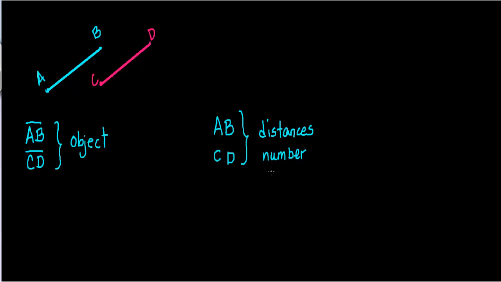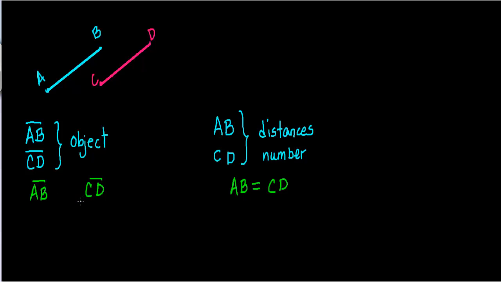Okay, so numbers I can equal to other numbers. So I can say that AB is equal to CD, and what this means is that the distance between AB is the same as the distance between CD. And since these things represent numbers, I can use the equal sign. Now, in this case, segment AB and segment CD, since these symbols do not represent a number, I cannot say that they are equal. I cannot say they are equal because they're not numbers. They are objects.